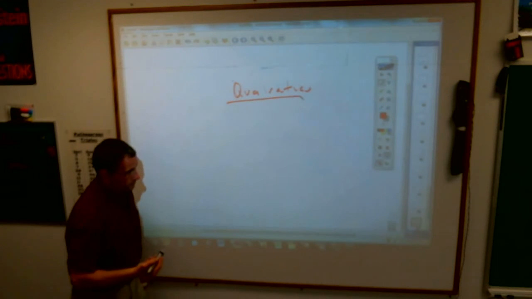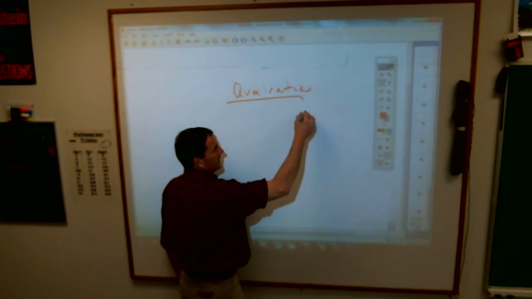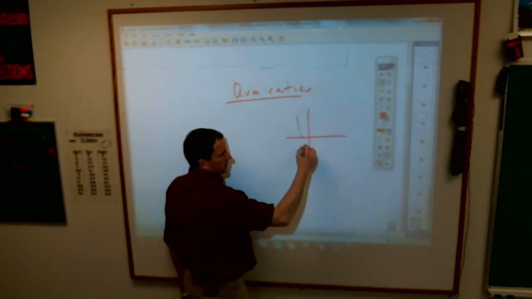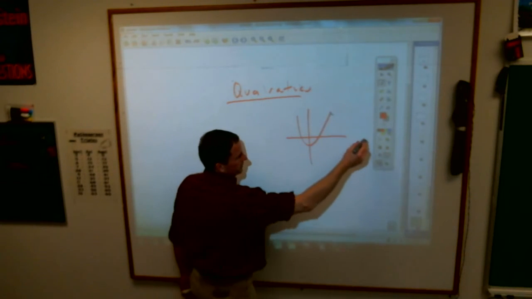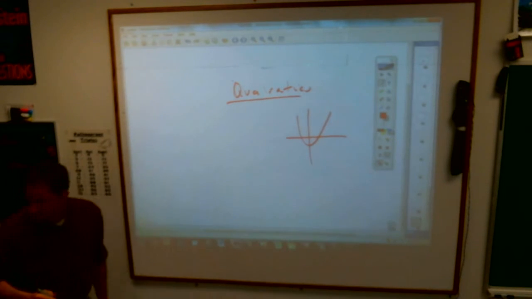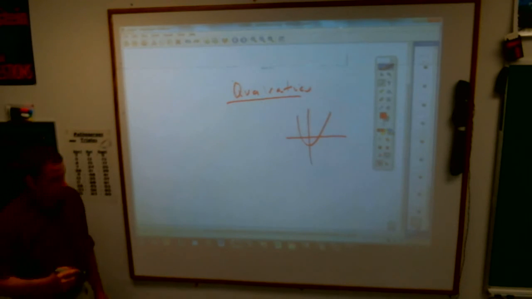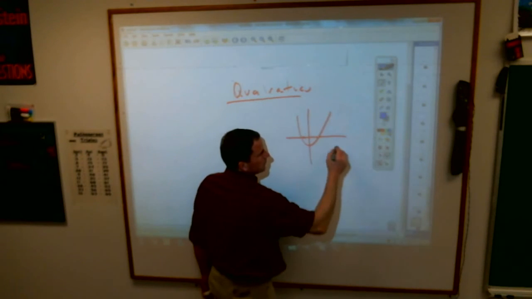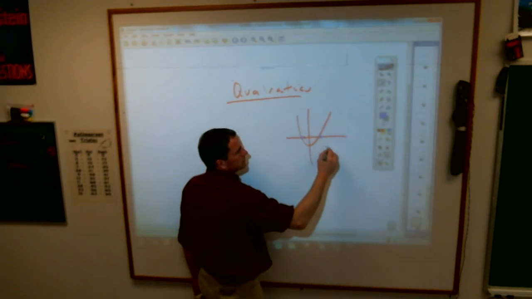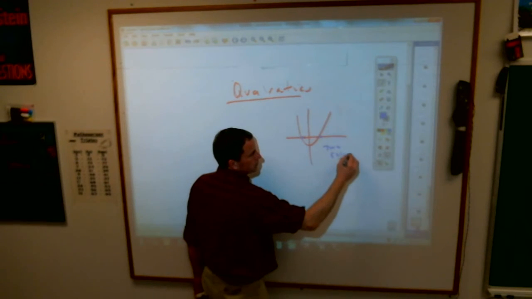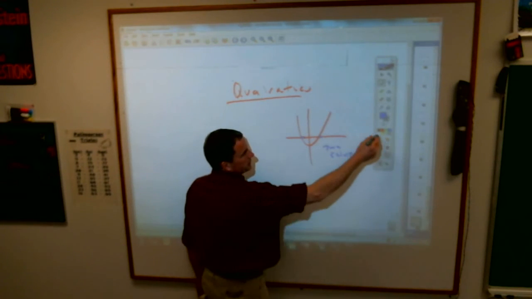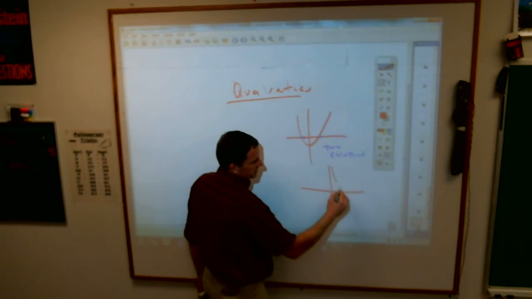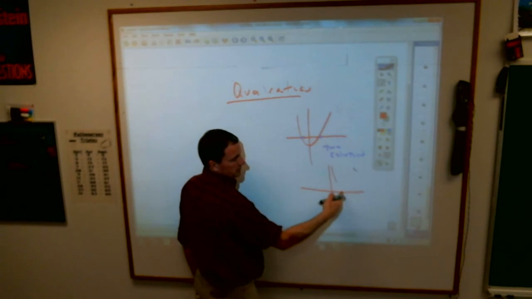Take a picture. When you graph a quadratic, you have three choices. Either it crosses at 2 points, which this says is two real solutions, right here. Or by some chance, your quadratic might just come down and touch the x-axis at that 1 point.